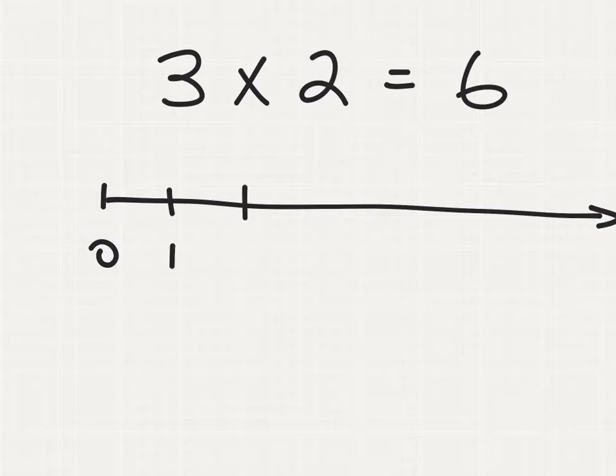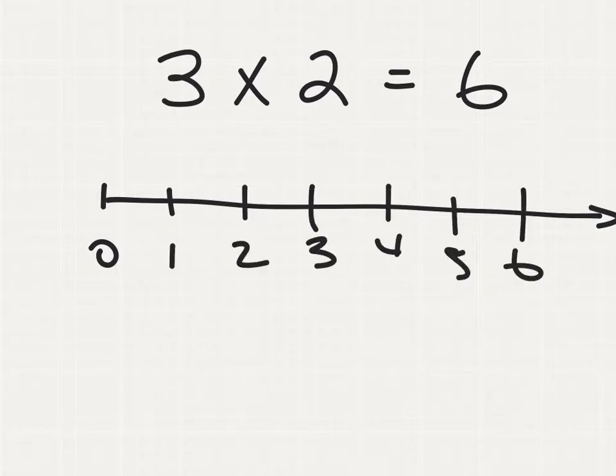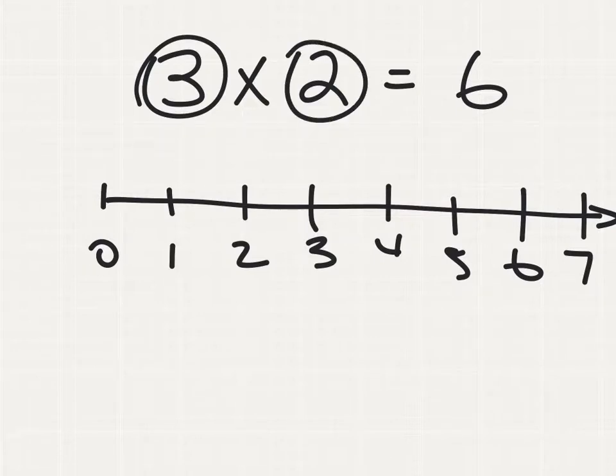To model 3 times 2 equals 6 on a number line, first, I'm going to draw that number line and indicate positive integers to the right of 0. The 3 tells me how many steps to take, and the 2 tells me the value of each step.